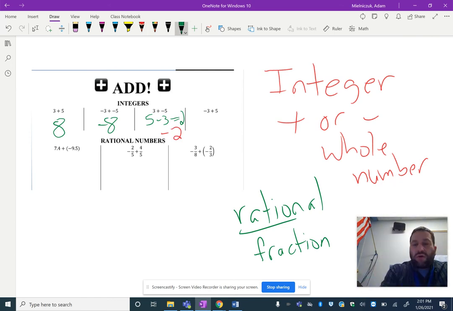Same thing with the last one. Subtract them again. But now, because the 5 is still bigger, but this time positive, our answer is a +2. You don't have to put the positive sign, but I'm doing it just to show you.